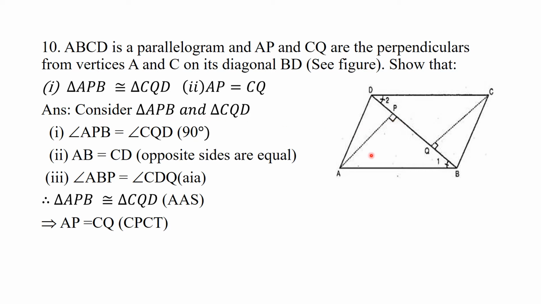We have angle APB is equal to angle CQD, 90 degrees. Since the opposite sides are equal, we can write AB is equal to CD. Again, angle ABP is equal to angle CDQ using the condition alternate interior angles. Therefore, triangle APB is congruent to triangle CQD using AAS congruency, and from this we can say AP is equal to CQ by CPCT.